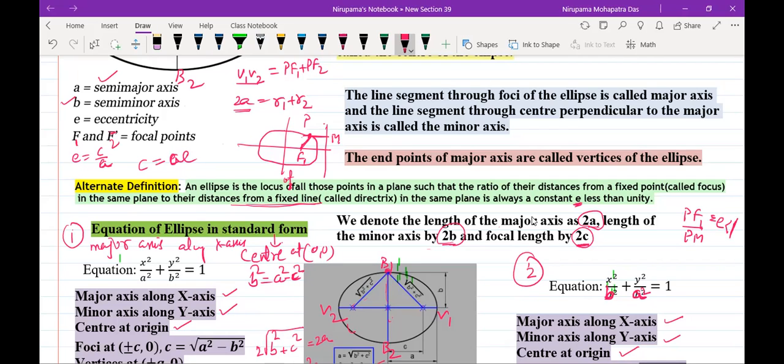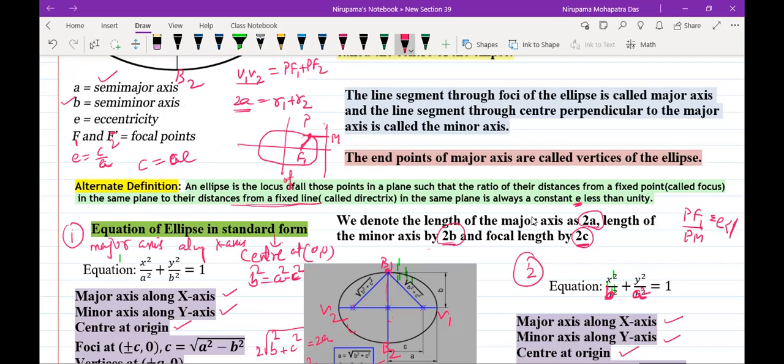So in the case of the ellipse, we have eccentricity less than 1. In the case of the parabola, we have eccentricity equal to 1, because any point on the parabola is equidistant from a fixed point and a fixed line. The fixed point is called the focus, and the fixed line is called the directrix. Because the point on the parabola is equidistant from the focus and the directrix, the ratio of the distances is 1. So in the case of the parabola, e equals 1.